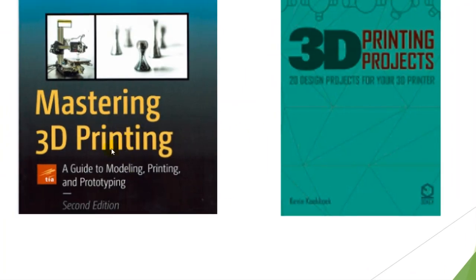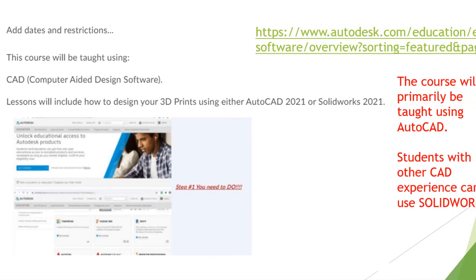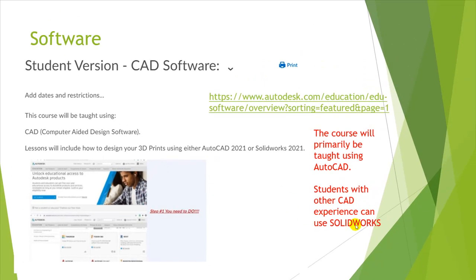So here's our textbooks, Mastering 3D Printing and 3D Printing Projects. The student software, we're going to primarily start off with AutoCAD, and I do get a number of people that are good with SolidWorks, and I'm quite good with both of those software as well, but to start off the course, we're going to use AutoCAD. Those of you who have experience with SolidWorks can use that. But initially, as we start to set up the course, we want to start off with the AutoCAD software, since Mr. Rosen and I are quite good with that software.